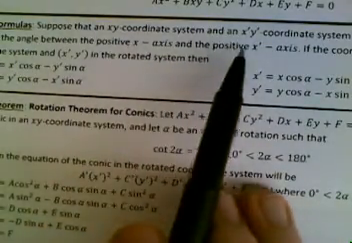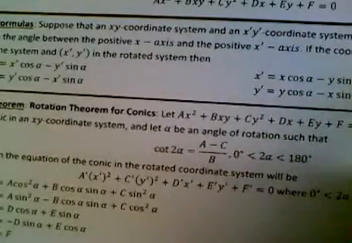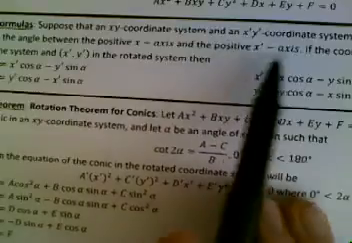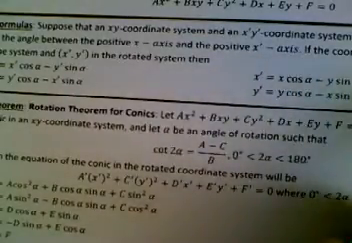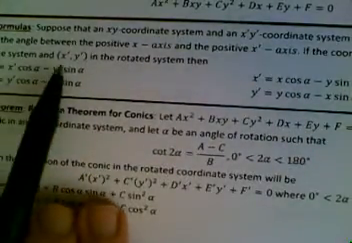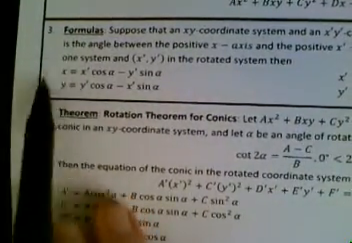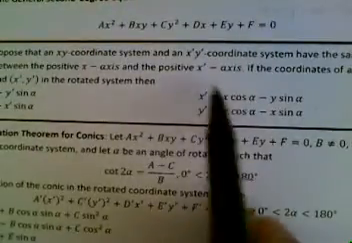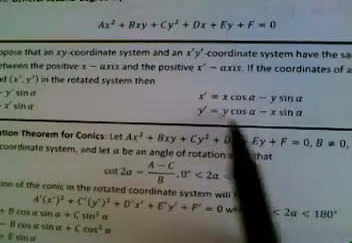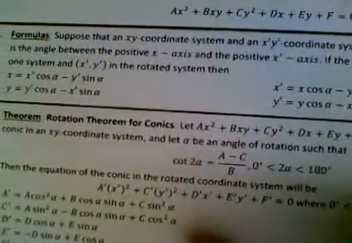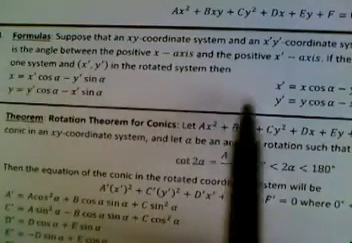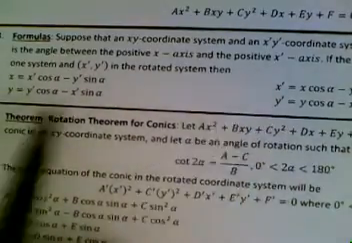Suppose the x, y coordinate system and the x prime, y prime coordinate system have the same origin, and that alpha is the angle between the positive x-axis and the positive x prime axis. If the coordinates of a point are (x, y) in one system and (x prime, y prime) in the rotated system, then (x, y) is equal to this information, and (x prime, y prime) is equal to this information. Now, all we're saying is x is being shifted to x prime in a specific way, and vice versa for y.